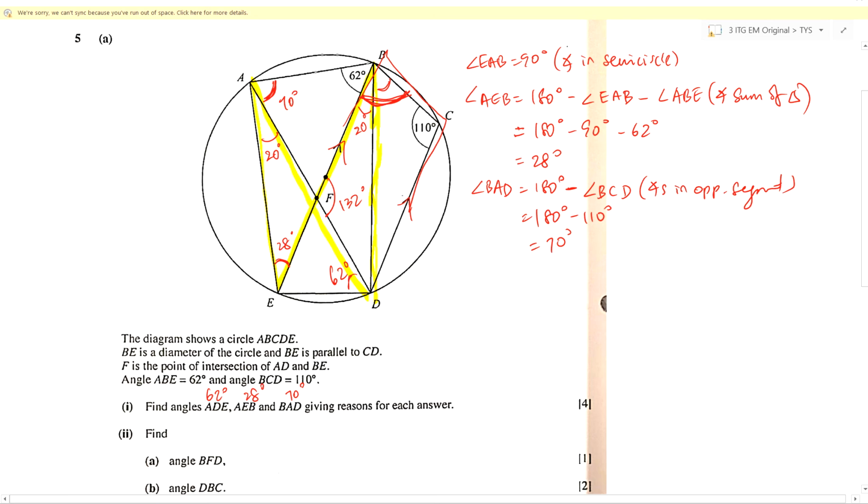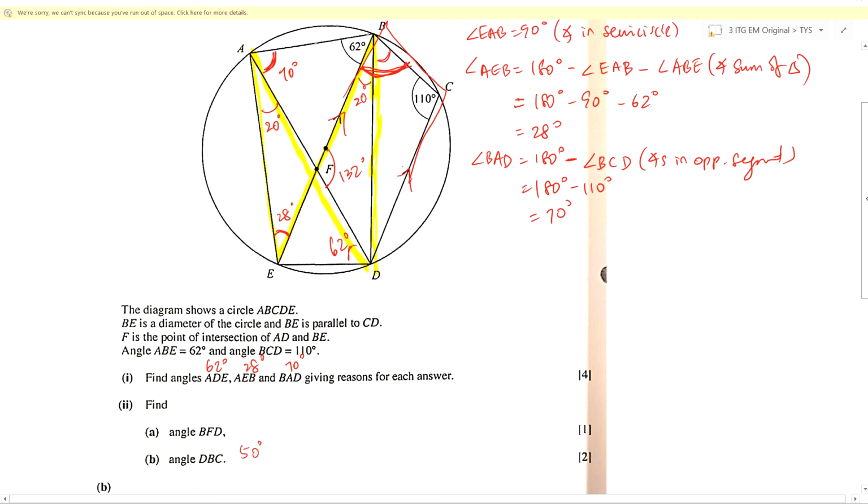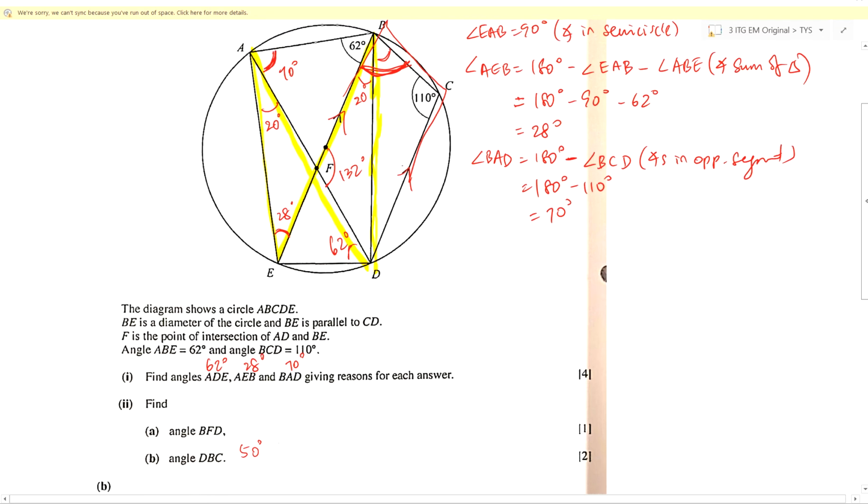180 minus 110, we get 70. Take away the 20 that we found out earlier, and this will be 50 degrees for the last one. Okay, state all your reasons accurately. So that's for part A, for your circle properties.